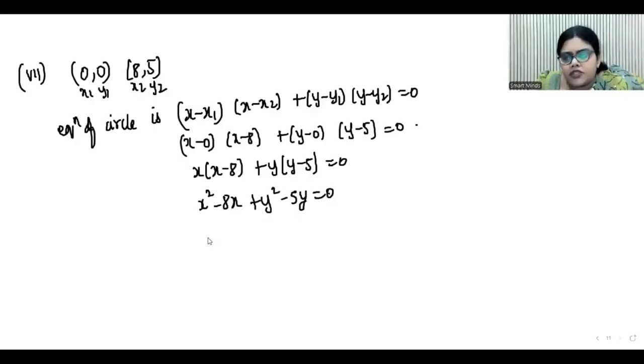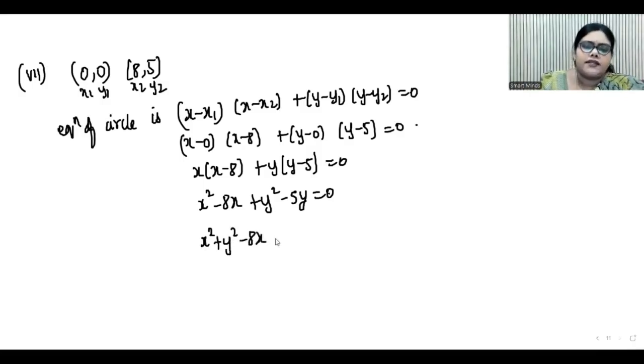We can rearrange this now. How to rearrange? X square plus y square minus 8x minus 5y is equal to 0. This is the final answer.